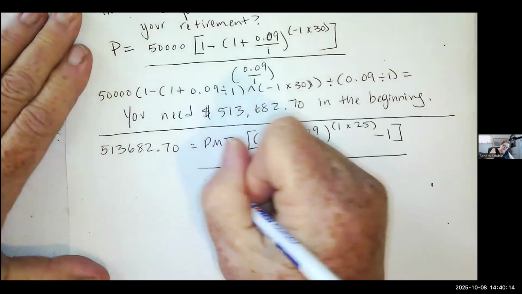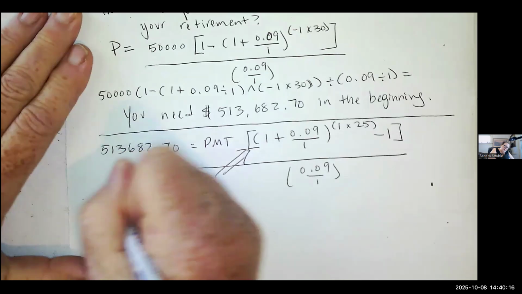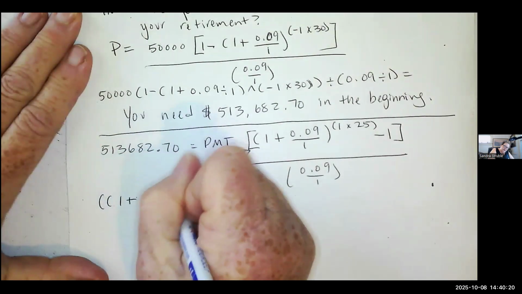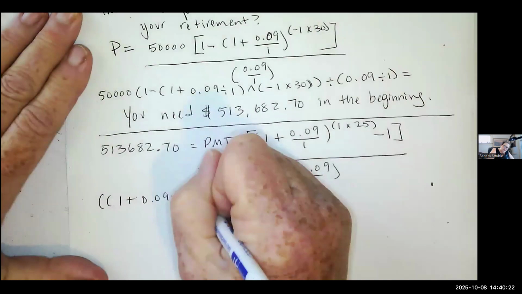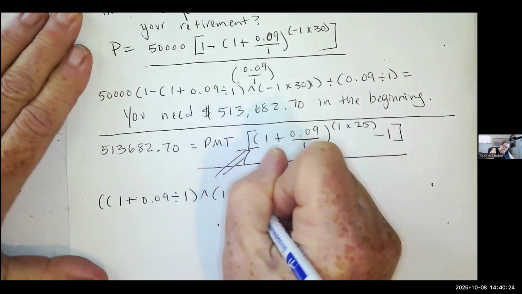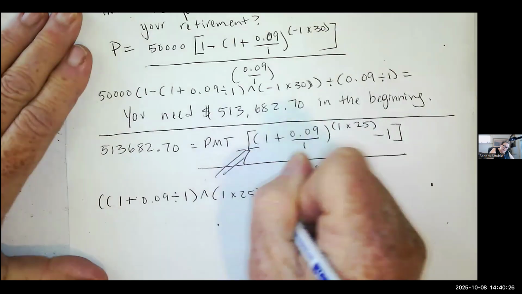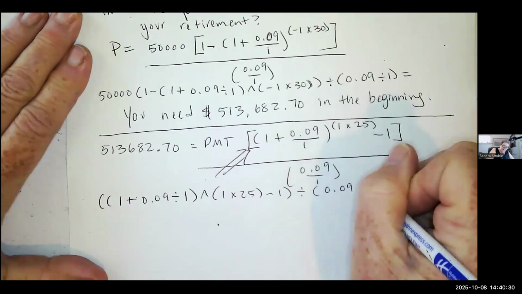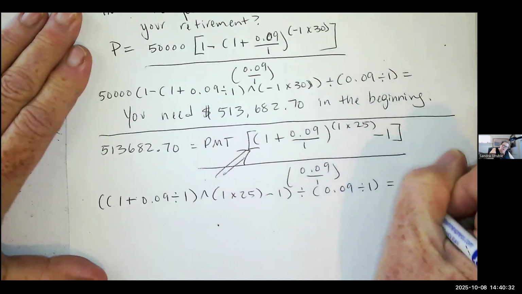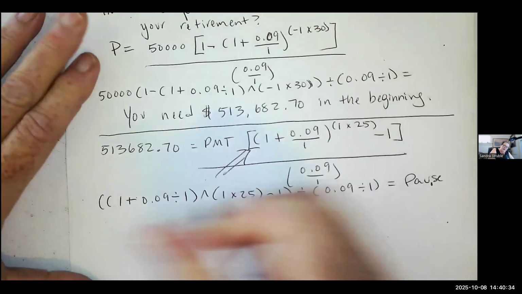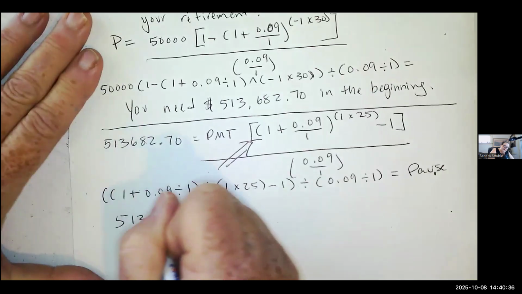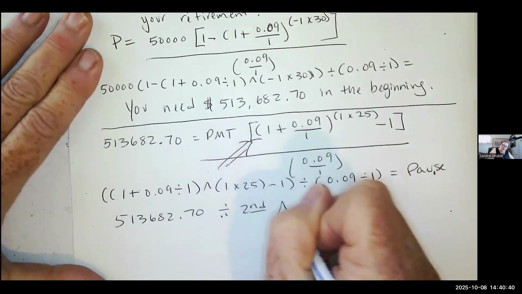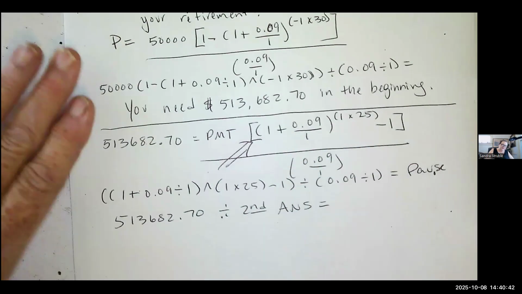We start right there. Open, 1 plus 0.09 divided by 1, close, caret, open, 1 times 25, close, minus 1, close, divided by open, 0.09 divided by 1, close, equals, pause. And now we type in the 513,682.70 divided by second, answer equals.